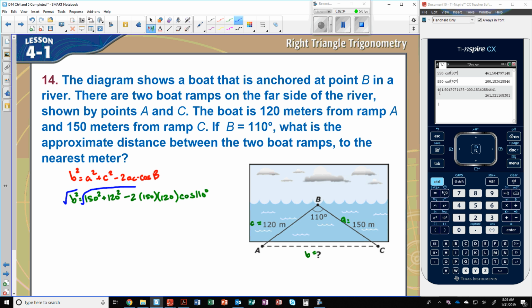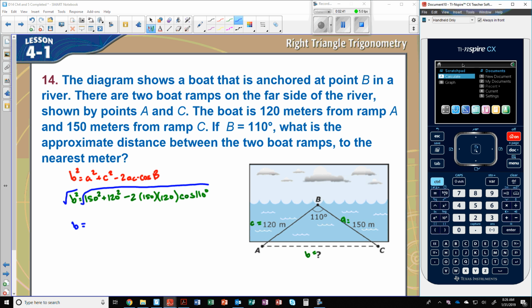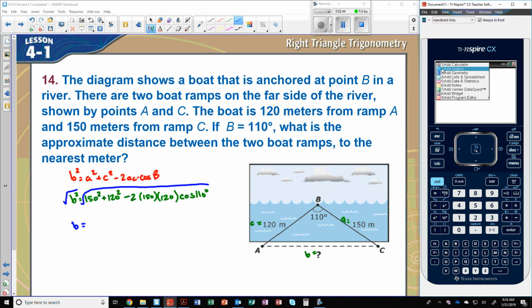And normally we would do plus or minus anytime we had a square root. But because this is a distance, I'm only going to look at the positive value. So I'm going to come over here to my calculator. And here it is, calculator. Go square root of 150 squared plus 120 squared minus 2 times 150 times 120 times the cos of 110 degrees, and cos meaning cosine, of 110 degrees.